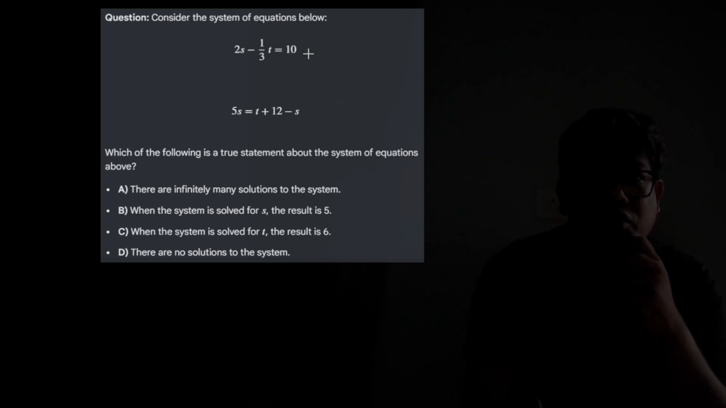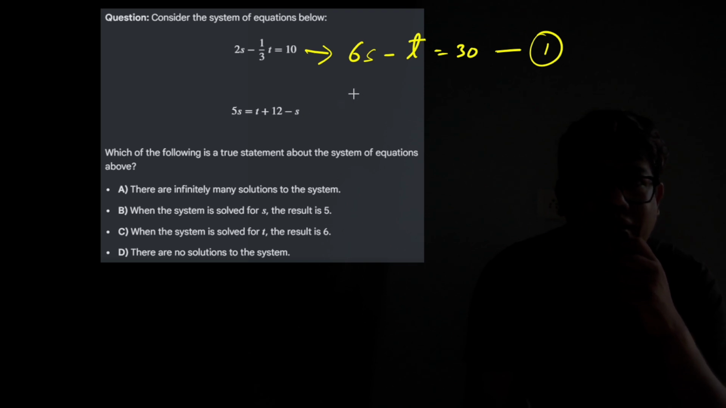For the first equation, multiplying both sides by 3, we get 6s minus t is equal to 30. This is equation 1. For this second one, I can take this negative s to the left hand side and it will become 6s. I can take this t to the left side and it will become negative t. And on the right hand side, only 12 will be left. Let us consider this equation 2.